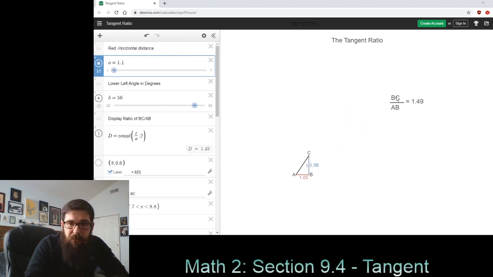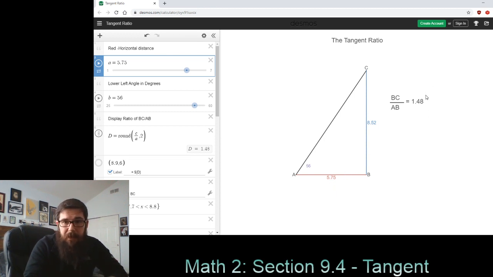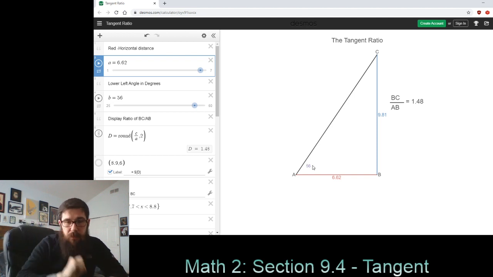The ratio, if I'm taking my opposite side, I'm going to pause it right here, 8.52 divided by 5.75, put that in a calculator. You know what you're going to get? 1.48. If I change this A value so the triangle now gets bigger, I'm taking the opposite side from that angle, looking from 56, the 9.81 divided by 6.62 comes out to 1.48.